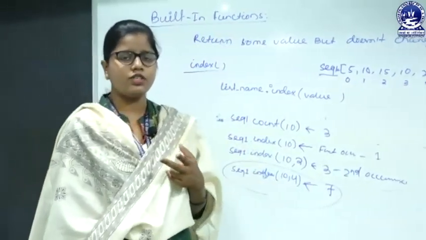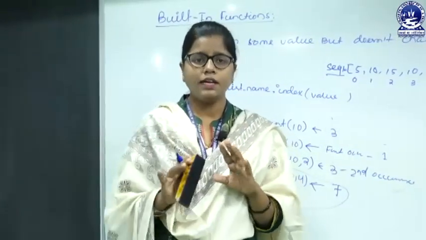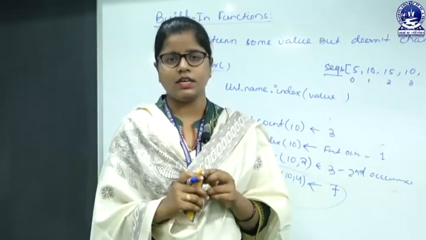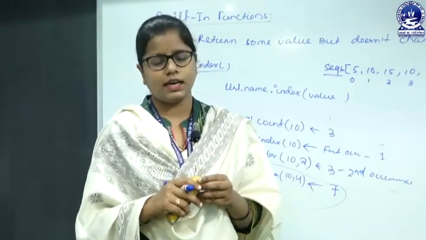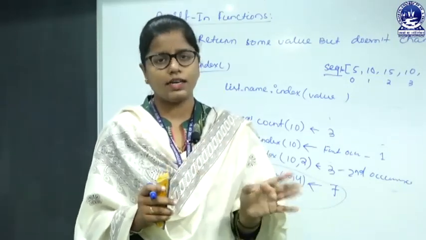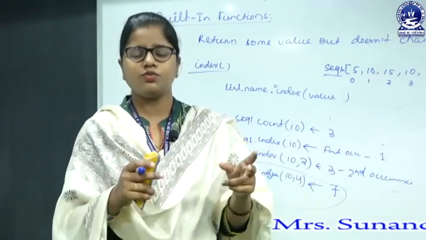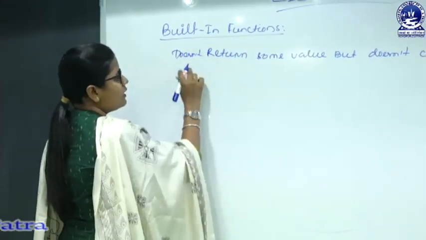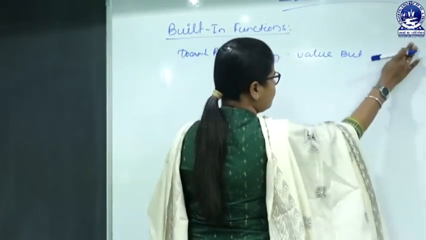These two functions, count and index, will return some value, but the list is unchanged. There should not be any change in the list. Let's see some other functions, those in the second category. They will not return any value, but the change will happen in the list. So the second category does not return any value but changes the list.